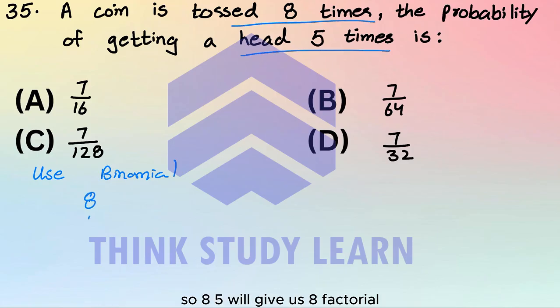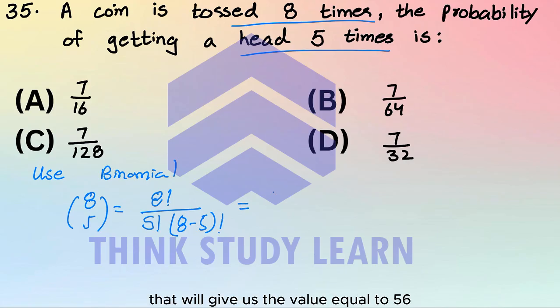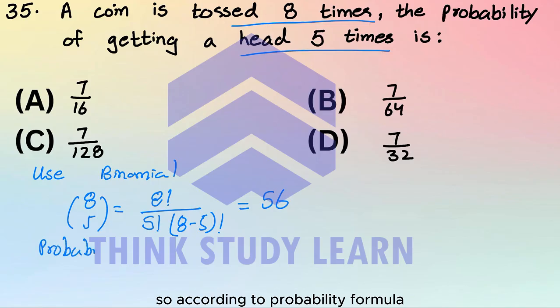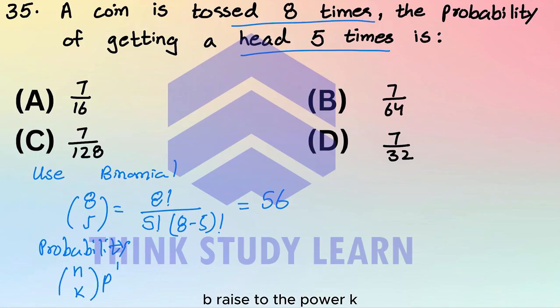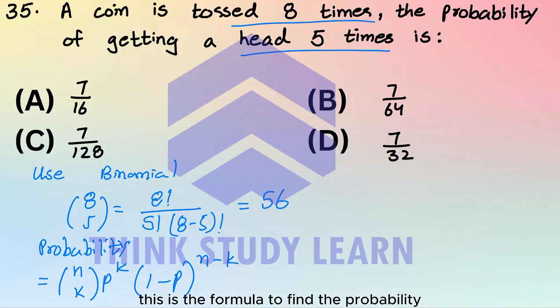So 8C5 will give us 8 factorial over 5 factorial into (8 minus 5) factorial, that will give us the value equal to 56. Now we have to find the probability. So according to the probability formula, nCk p raised to the power k (1 minus p) raised to the power n minus k. This is the formula to find the probability when a coin is tossed n times.